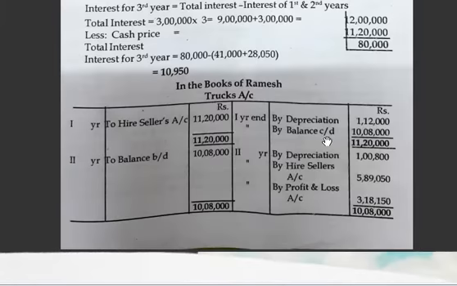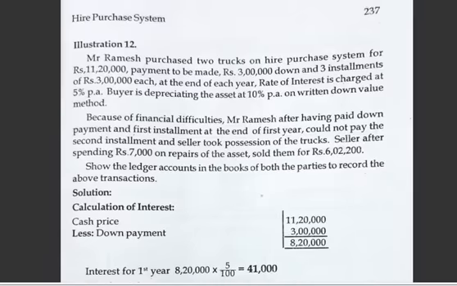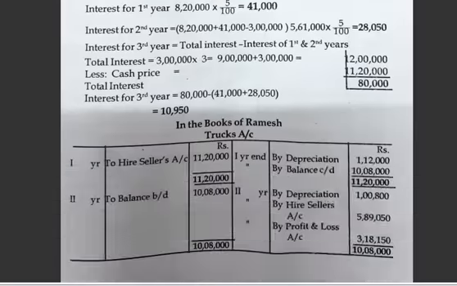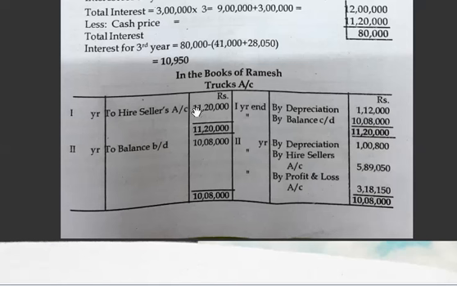Here you have to pass the depreciation. Check what is the method of depreciation in the problem. It is written down value method. So what is the value in the account? On that value you have to calculate the percentage. So 11 lakh 20,000 into 10%, you will get 1 lakh 12,000. The balance carried down is 10 lakh 8,000. Total both the sides and bring the balance to the next year, 10 lakh 8,000.